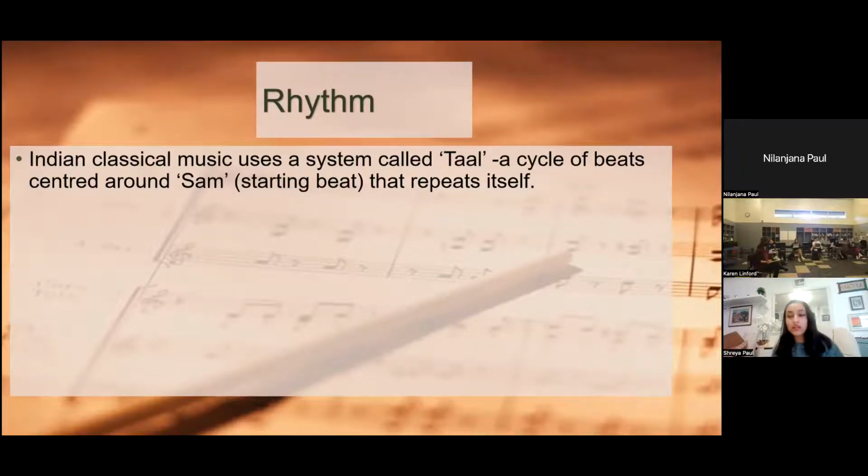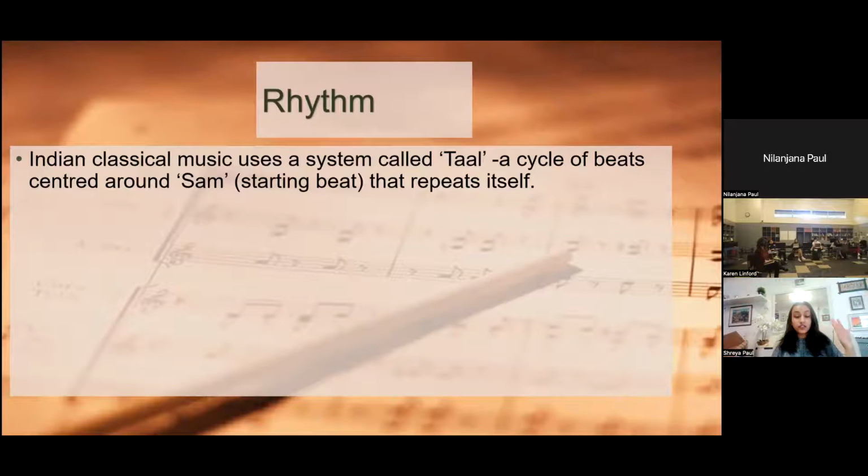So, for example, we have a tal called teen tal, and we can present it by using clapping and our hands. Each individual beat within the cycle is called a matra. To denote matras, we use our fingers, and to denote each larger beat, we clap or wave.